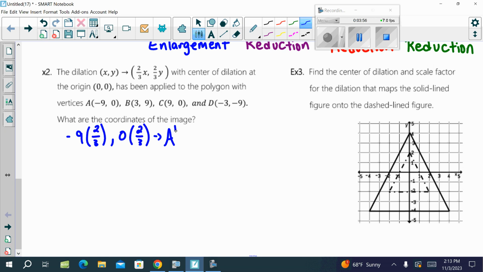-9, remember if we do a whole number times a fraction, we do -9 times the numerator, so that gives us -18 divided by 3, which would give us -6. So A prime would be at -6, and then 0 times anything is 0. Any questions there? Alright, so B prime, we're taking 3 times 2/3, and we're taking 9 times 2/3.